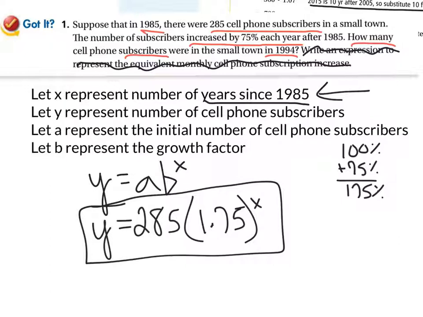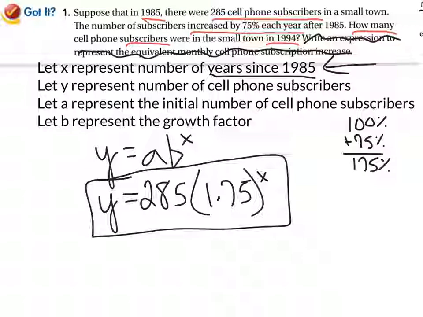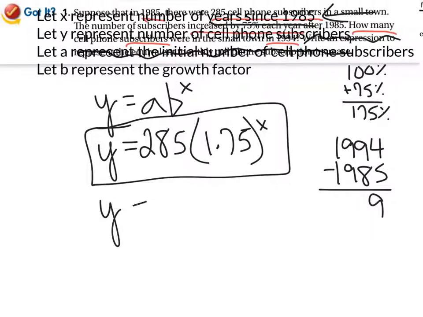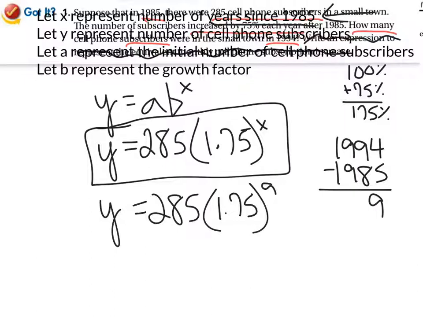Now we're trying to figure out how many cell phone subscribers there were in 1994. From 1985 to 1994, if you subtract, that would be 9 years. And so X is our years since 1985 in this case, so we can just substitute a 9 in place of the X. And once we get to that point, you're just typing that in the calculator and seeing what you come up with.